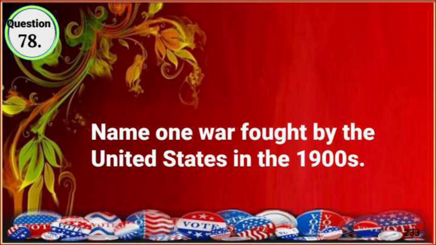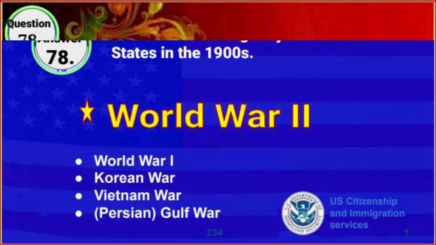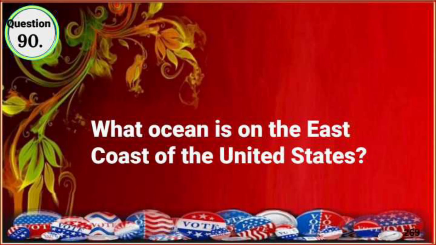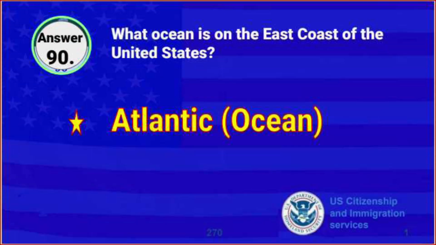Name one war fought by the United States in the 1900s. World War II. What ocean is on the east coast of the United States? Atlantic Ocean.